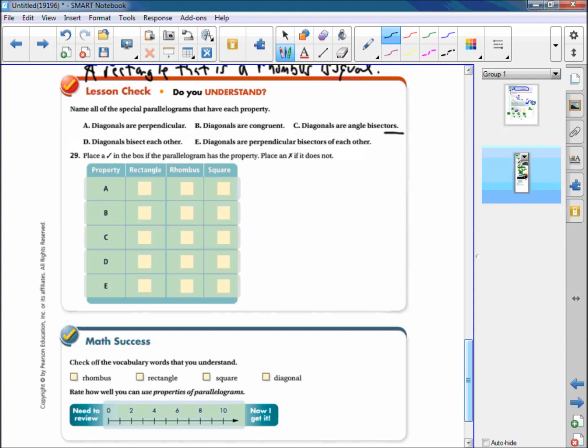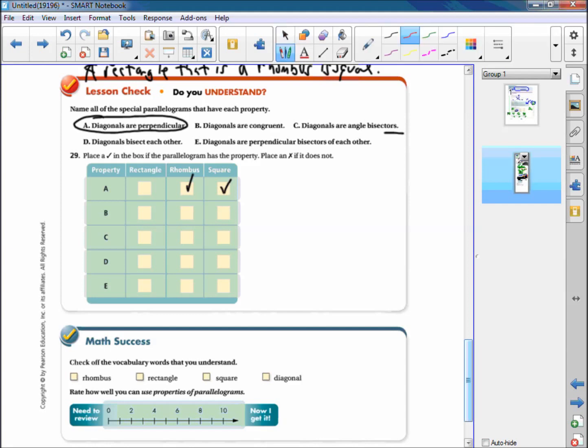Name all of the special parallelograms that have each property. Property number 1, the diagonals are perpendicular. Well, that's not going to work for a rectangle. That only works if all of the sides are the same. So this is going to work for a rhombus and a square.